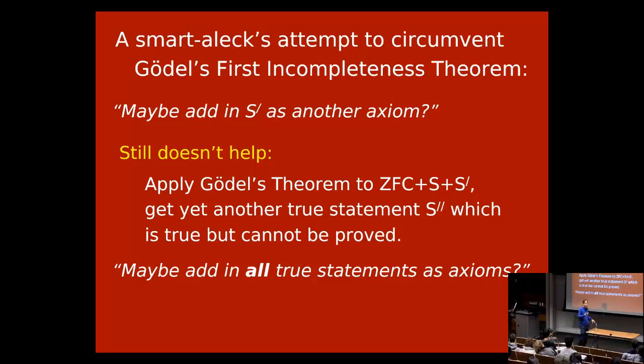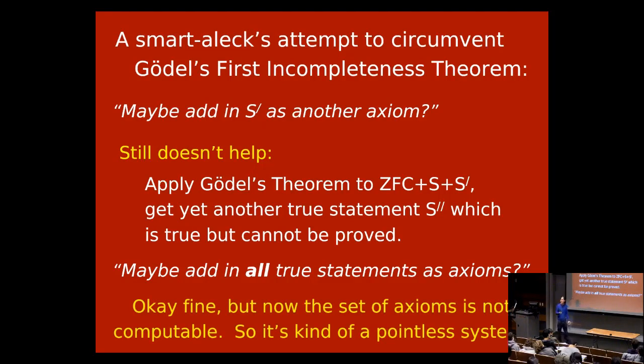Because the whole point is you can no longer easily check whether a given statement is an axiom, right? So now the set of axioms is not computable, so it's kind of pointless. I mean, it's no longer helping you in this proof formalization process.